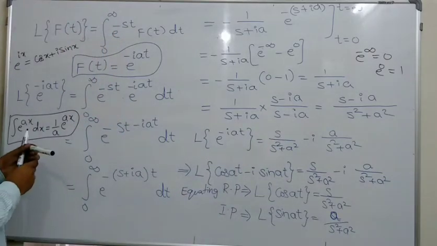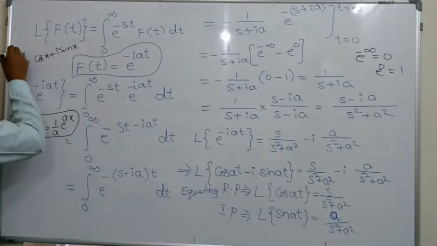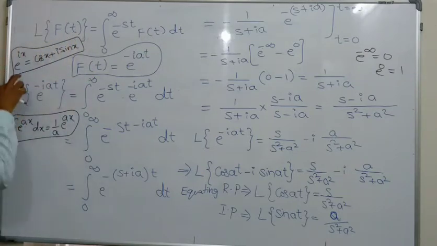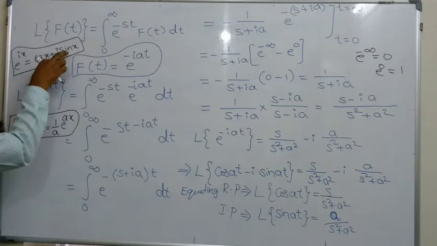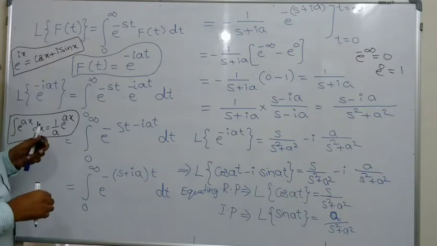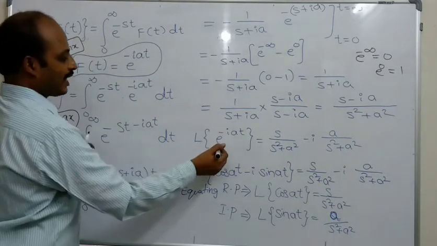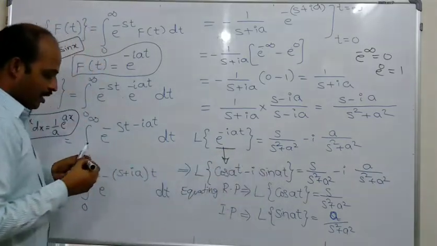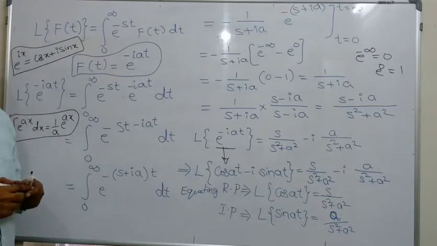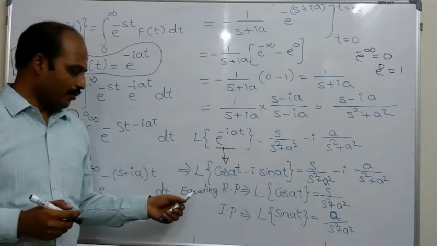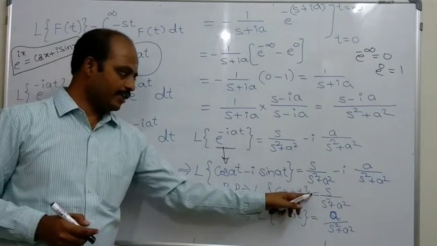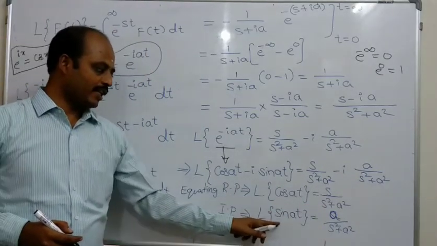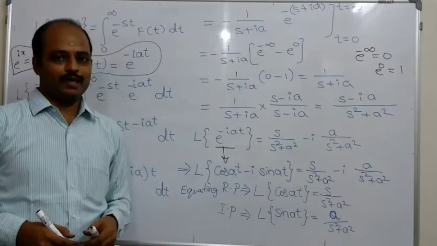So right, we know the Euler's formula, e power ix is equals to cos x plus i sin x. By using this formula, e power minus iat can be written as cos at minus i sin at. Now equating the real and imaginary parts on both sides, you get by using real parts L of cos at is equals to s by s square plus a square. Imaginary part L of sin at is equals to a by s square plus a square.